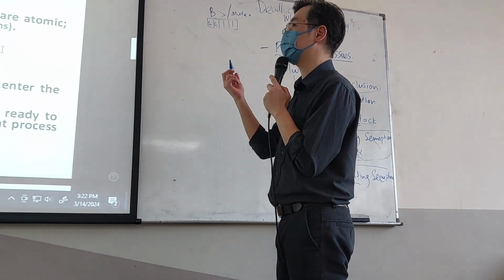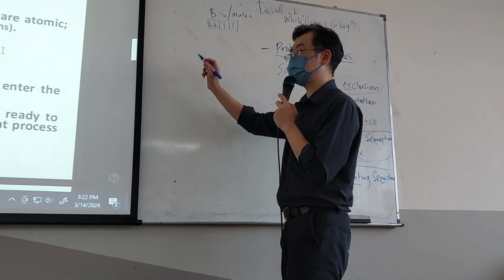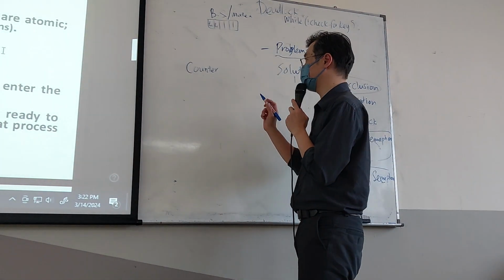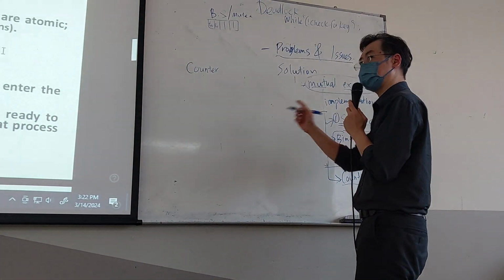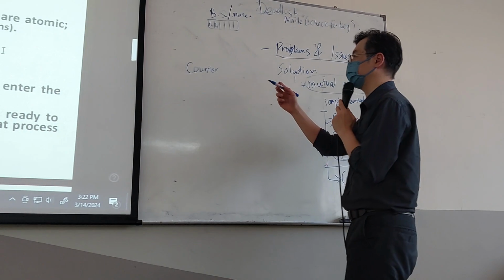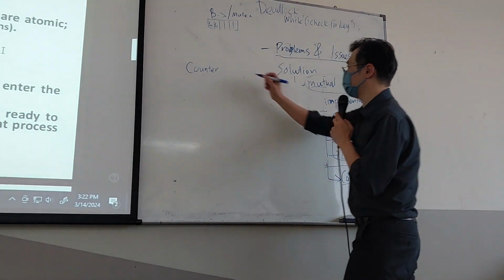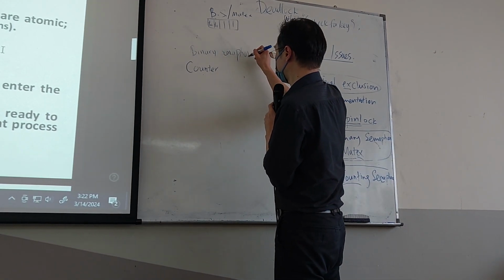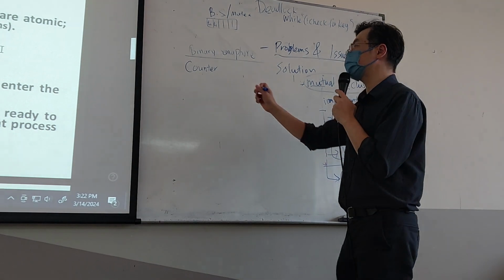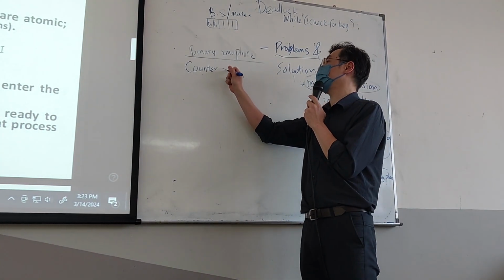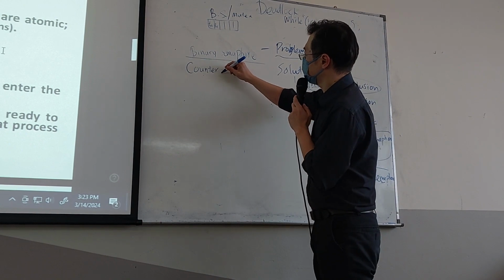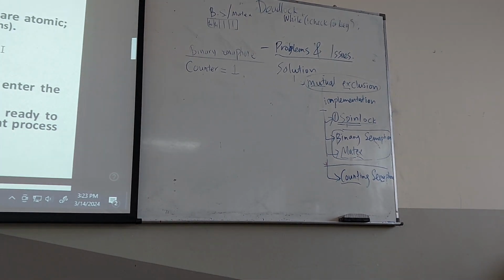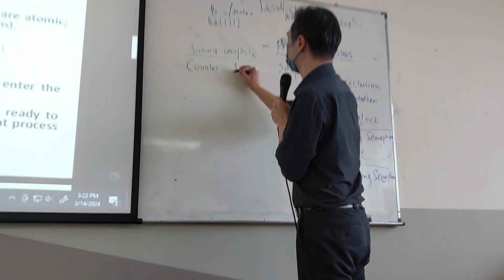How do we implement binary semaphore? We implement it using a counter, and it has the ability to get blocked. For a binary semaphore, the counter starts with a value of 1.